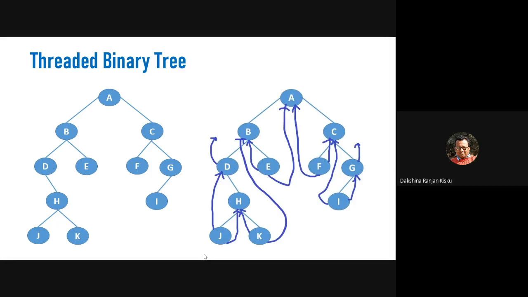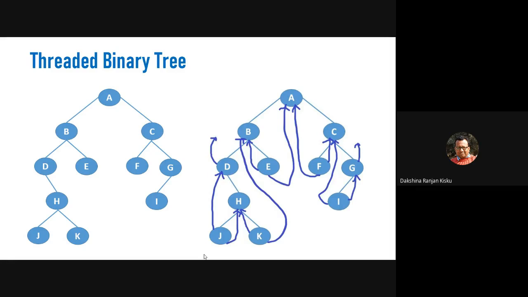So these arrow lines indicate either the in-order successor or in-order predecessor. Now, for example, if we consider a node E in this binary tree, E has no left child or right child. Therefore, according to the definition of threaded binary tree, we could have the left pointer and right pointer. The left pointer can be set to point to the in-order predecessor. In this case, the in-order predecessor is node B, and the in-order successor is node A.